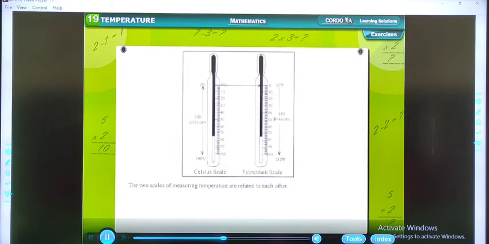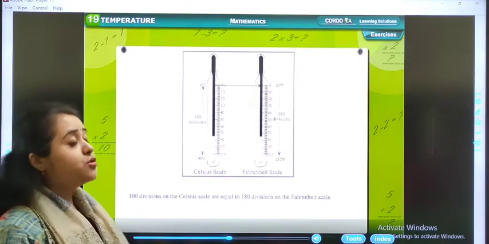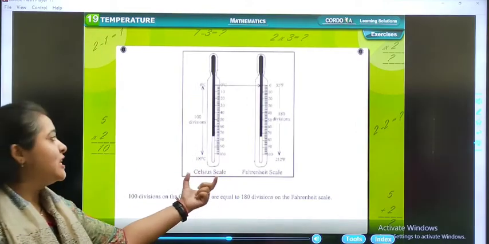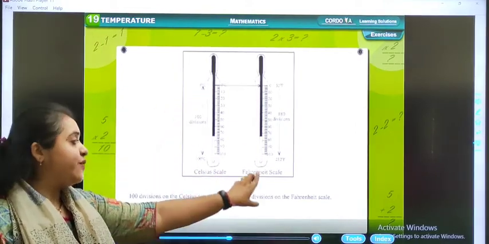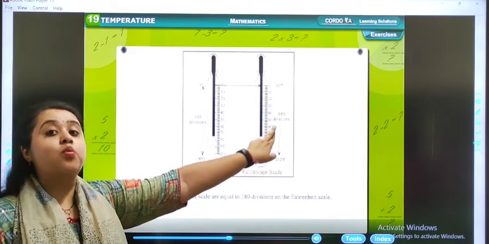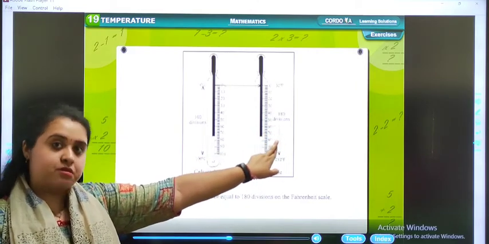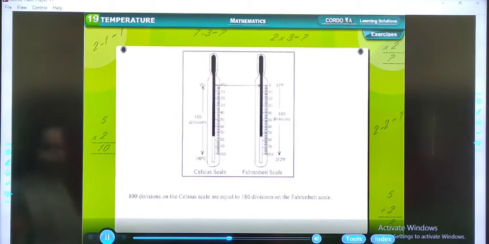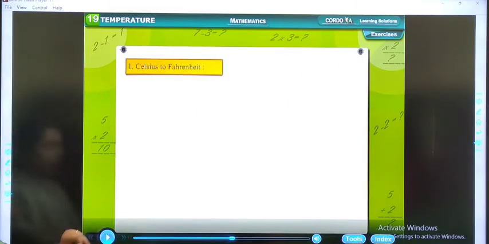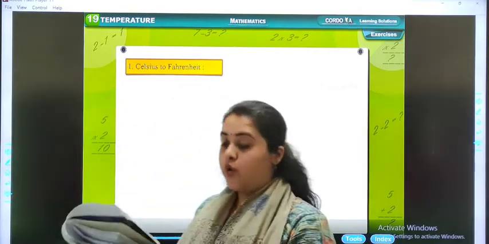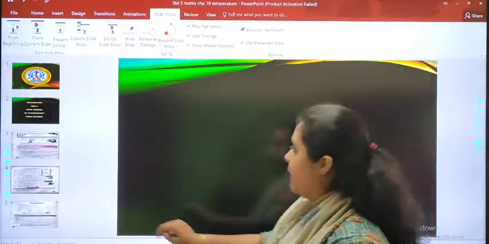The two scales of measuring temperature are related to each other. 100 divisions on the Celsius scale are equal to 180 divisions on the Fahrenheit scale. Students, in the Celsius scale we can see 100 divisions, but in the Fahrenheit scale we can see 180 divisions.